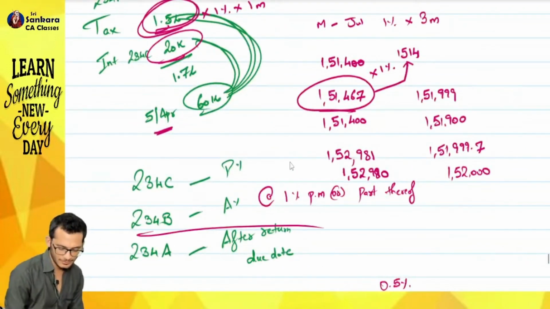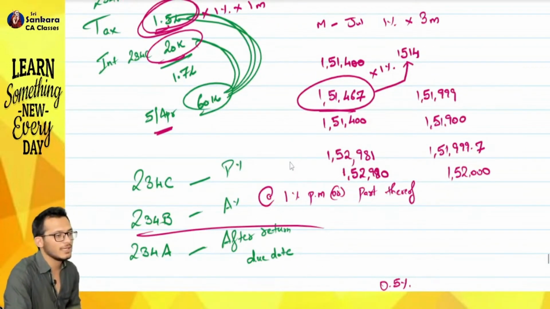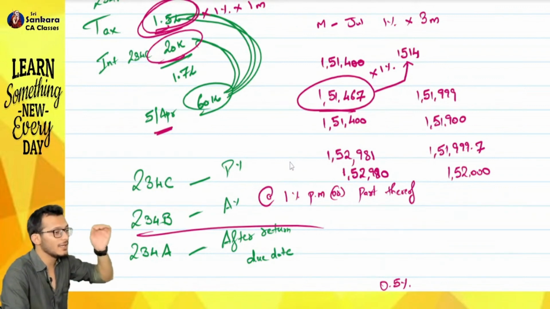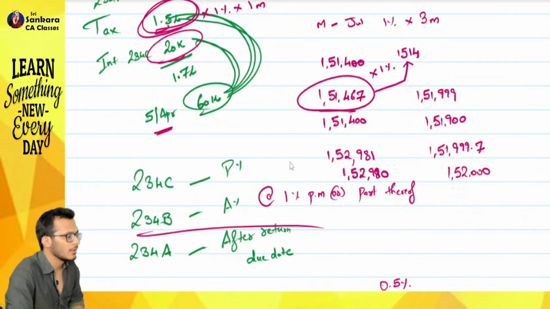Here. There is one exception here also, like in 234C we had an exception of 12 and 36, right? You have an exception in 234B also where they come and say, boss, if you were required to pay, let's say 100 rupees in the form of advance tax, and you remitted at least 90, in that case, I will not collect 234B from you.